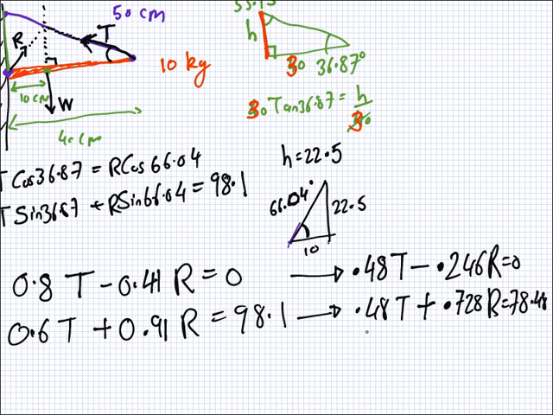78.48. Okay, so let us do the second minus the top. So 0.728 plus 0.246 equals 0.974. Sorry, got a bit squished there. So now I have my answer for R. R is 78.48 divided by 0.974. What do I get there?